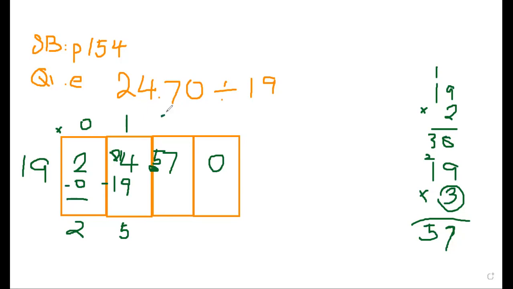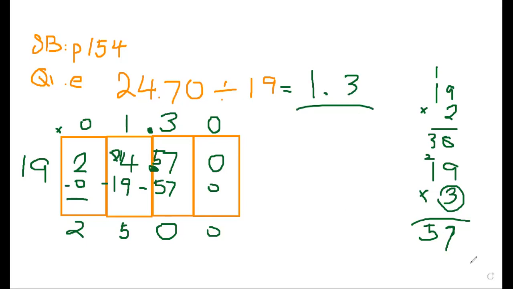So the answer is 3. Okay? So 57 minus 57 is 0. Since 0 is already there, 0 divided by 19 is 0. And then it will be 0, 0. And then don't forget your decimal, which is here. Therefore, the answer of 24.70 divided by 19 is 1.3. Okay?